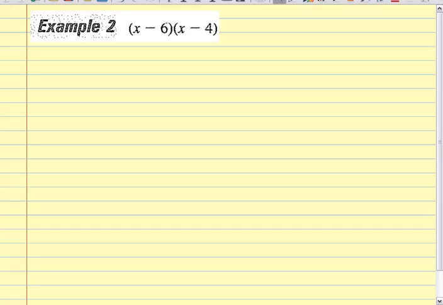Okay, folks, in example 2 we're doing the same thing that we did in example 1, except the two numbers are negatives. So I'm going to look at -6, -4. I'll put them over here. Now, without distributing, what's the front term going to be? X squared. What's the middle term going to be?